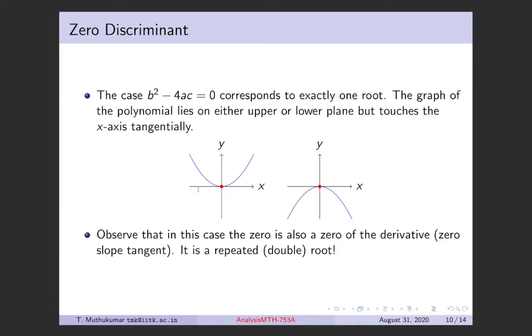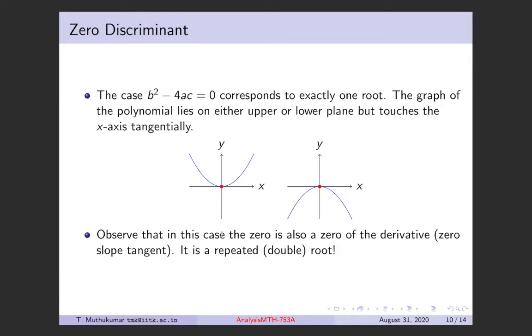In this case, as you can see immediately, the slope of the tangent here is 0, right? So I mean, a 0 of the derivative basically means that the slope of the tangent is 0.